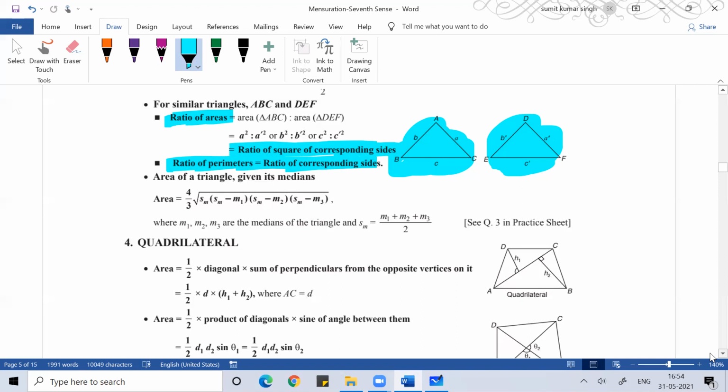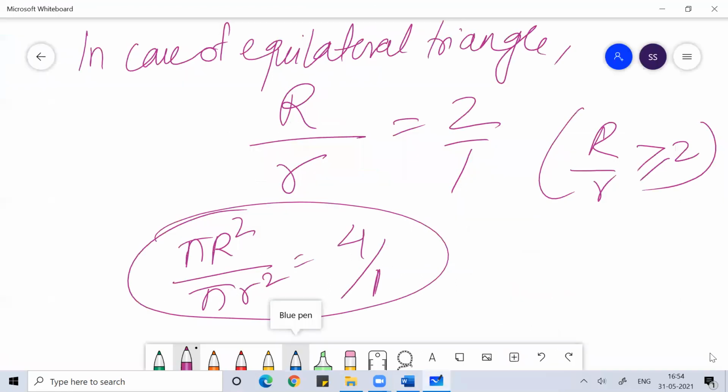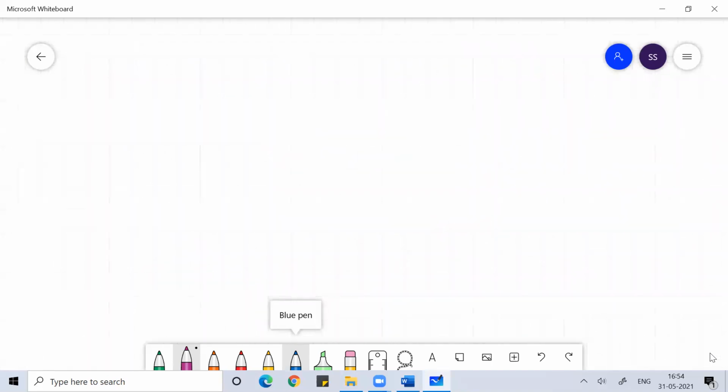Now, in terms of median they have given you a formula, where M1, M2, M3 are the medians of the triangle, and SM is the semi-perimeter of the medians. You know what a median is? No, sir. What is a median? Height or altitude, you know, 90 degree. Yes, sir. Opposite vertex, that is 90 degree.